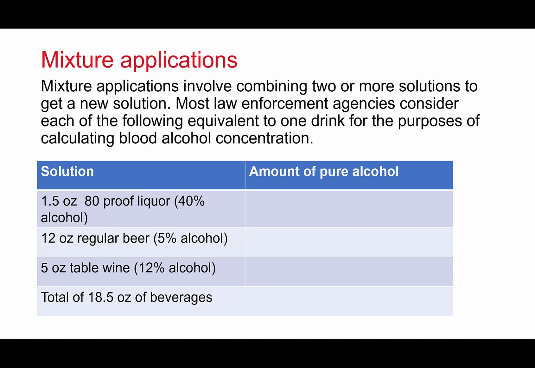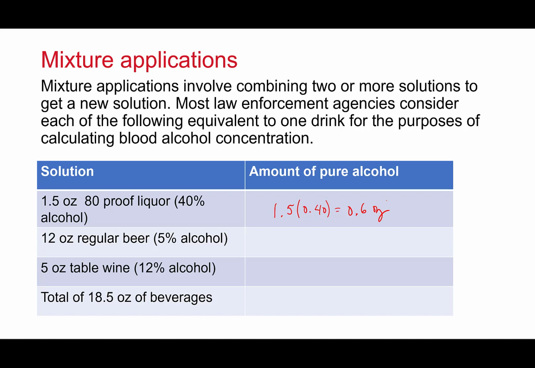Now you can think about, well, how are those equivalent? They're different amounts, and they also have different percents of alcohol. The way we determine that they are equivalent is we look at the pure alcohol in each of those drinks. We find that by multiplying the amount times the strength of the alcohol. The 1.5 ounces of 40% alcohol would have 1.5 times 0.40, or 0.6 ounces of pure alcohol.